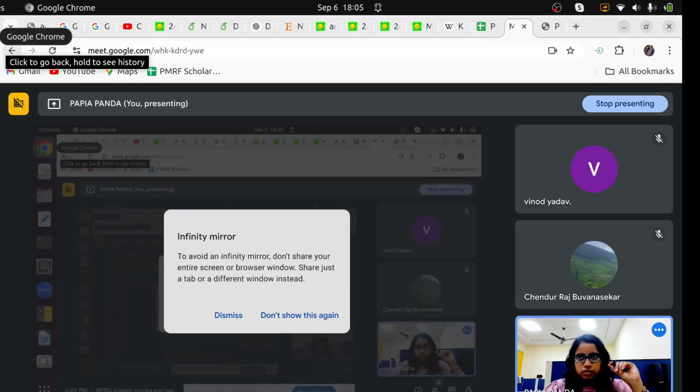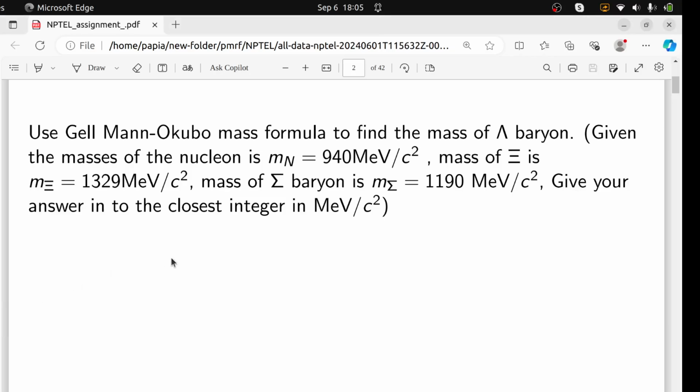So the first question is: use the Gell-Mann–Okubo mass formula to find the mass of the lambda baryon. Given the mass of the nucleon Mn, the mass of the cascade, and the mass of the sigma baryon, give your answer to the closest integer in MeV/c². First of all, we need to check that all the masses are given in MeV/c², so the mass of lambda will also be in MeV/c². There is no problem in the unit conversion.